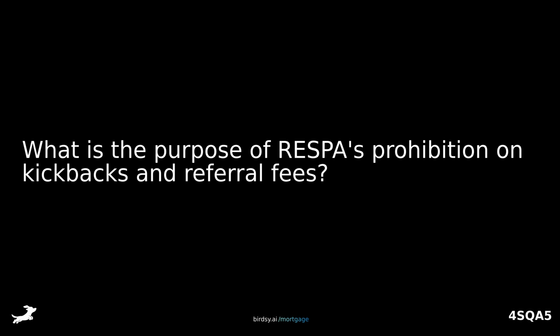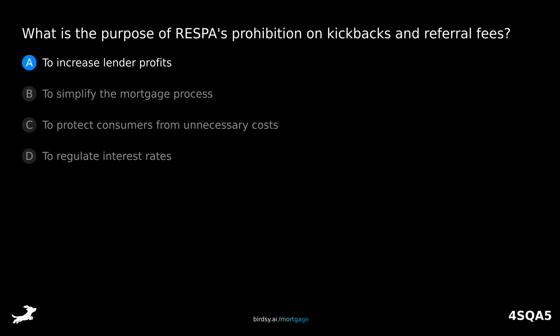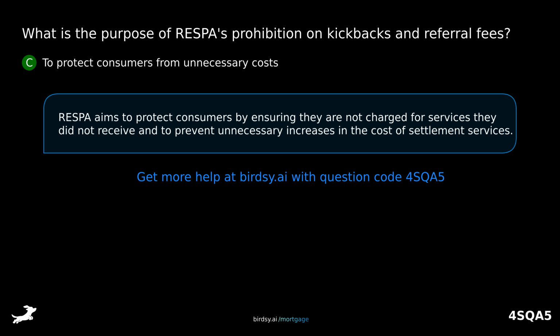What is the purpose of RESPA's prohibition on kickbacks and referral fees? Is it A, to increase lender profits? B, to simplify the mortgage process? C, to protect consumers from unnecessary costs? Or D, to regulate interest rates? The answer is C, to protect consumers from unnecessary costs. RESPA aims to protect consumers by ensuring they are not charged for services they did not receive and to prevent unnecessary increases in the cost of settlement services.